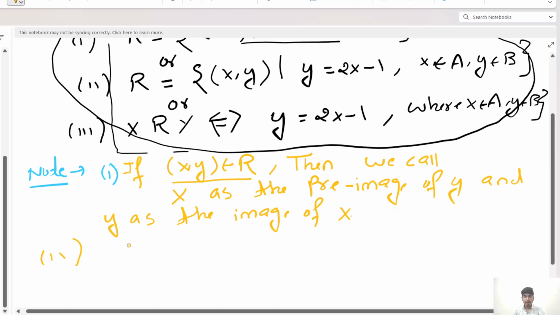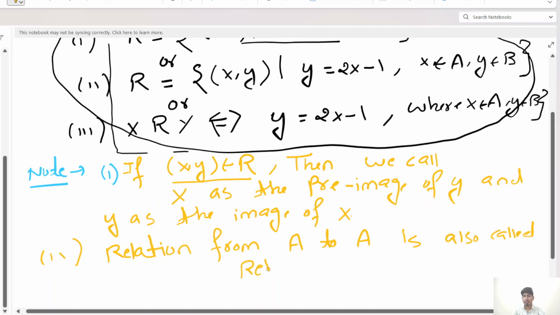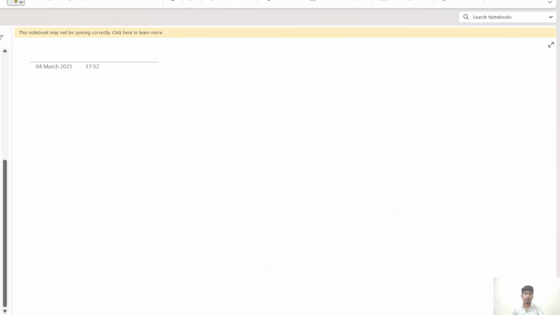Second is: a relation from A to A is also called, or generally called, a relation on A. Okay, relation on A.